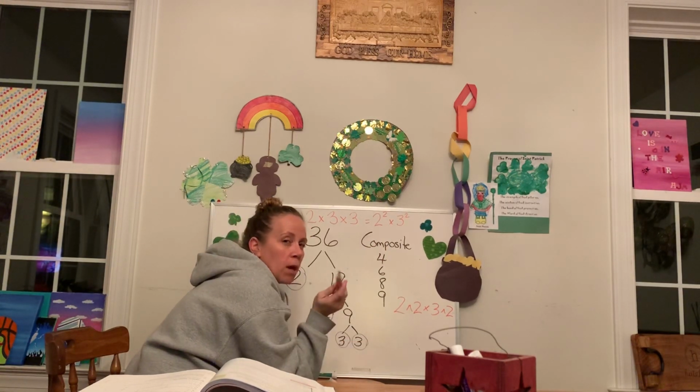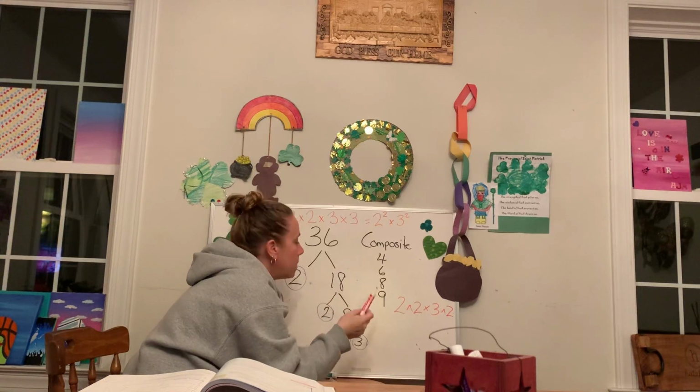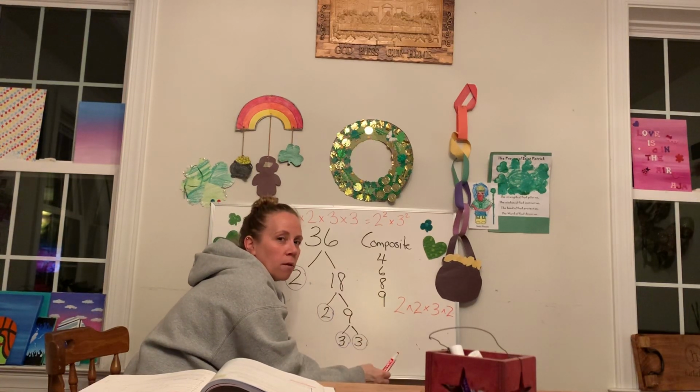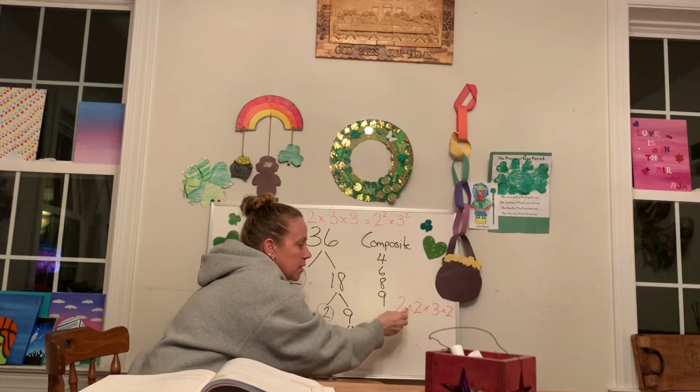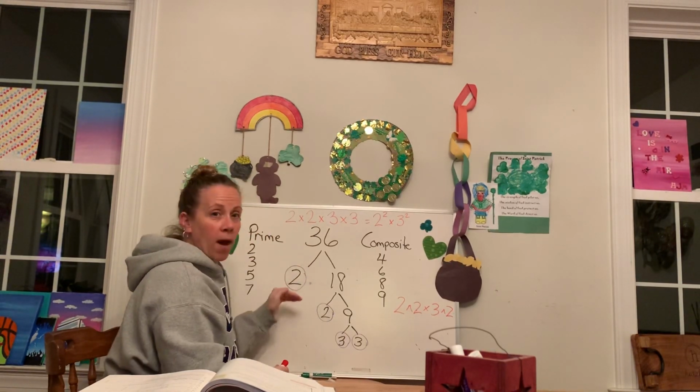In Word, you can make superscripts and subscripts, but we can't do it on Rediger. So this is how we're going to do it for now. Okay? So this is prime factorization.